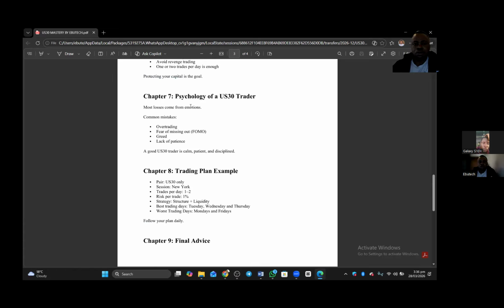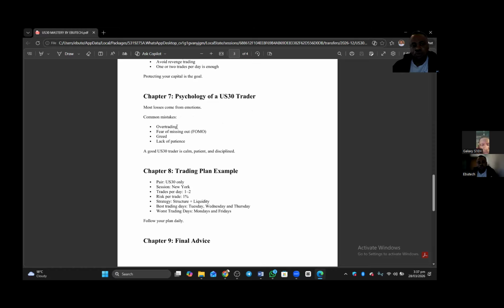Then chapter 7, we have psychology of a US30 trader. Most losses come from emotions. Most losses that we take as traders come from emotions. When you are emotionally involved with what is happening in the market, you tend to trade with emotions, which is not good as a trader. That's when psychology comes in. So these are the mistakes that mostly cause the losses that we have as traders.